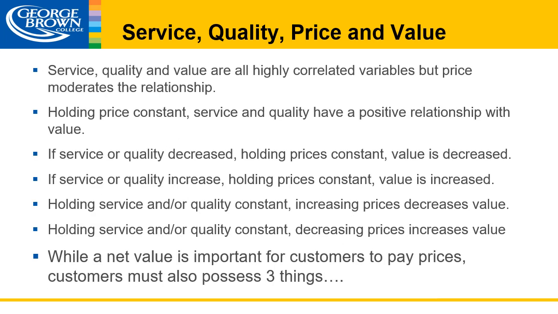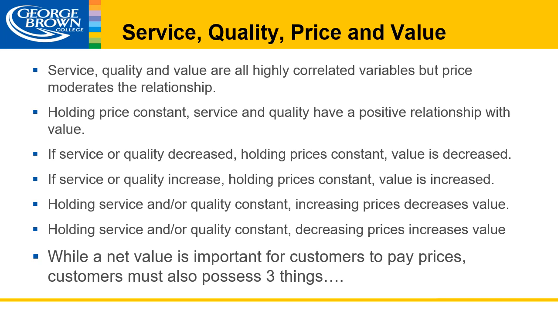All right, so service quality, product quality, price, and value. The research has shown that service quality and product quality and perceived value are all highly correlated variables, right? So when one increases, the other increases. But also price moderates the relationship between service quality, food quality, and value. Okay, for example, holding prices constant, service quality and food quality have a positive relationship with value or perceived value. That said, if service quality or food quality decrease, holding prices constant, value decreases, right? If service quality or food quality increase, right? So we're increasing the quality of either our service quality or food quality. Holding prices constant, value will increase. That said, prices do moderate that relationship.